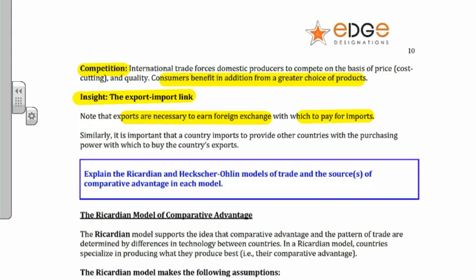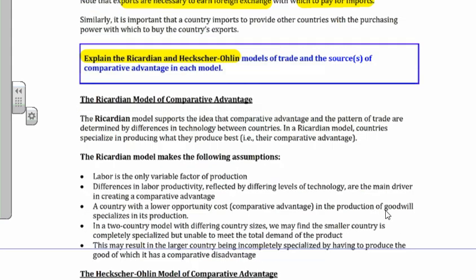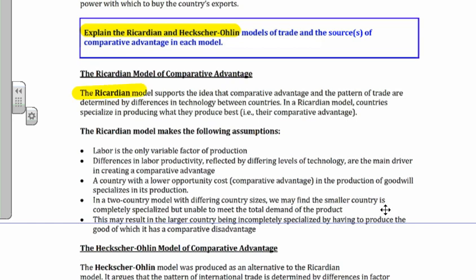We now come to two separate models. Let's have a look. Explain the Ricardian and Heckscher-Ohlin models of trade, and let's look at the sources of advantage from each particular model. Start off with the Ricardian model. Ricardian says, where does your comparative advantage come from? Just differences in technology between the various countries. Whoever has the better technological know-how in that particular area, that's what they should be producing. That will be their competitive advantage.